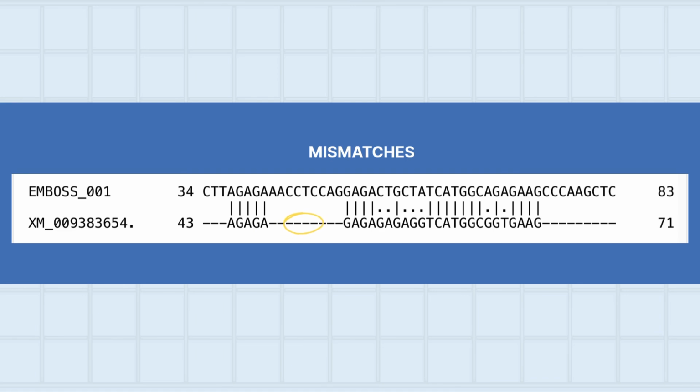From the results, this is an example that shows the yellow circles as the gaps. It indicates that one sequence has missing bases, which are represented by dashes, while the other continues. Gaps can occur due to insertions or deletions during evolution or alignment optimization.